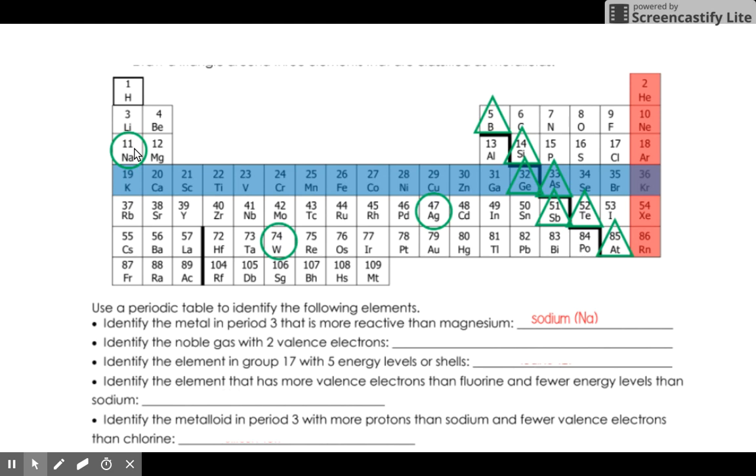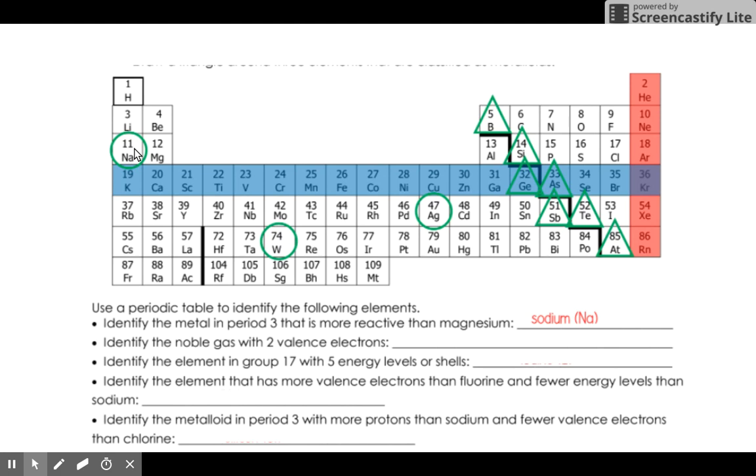It's more reactive because it has fewer valence electrons. The more valence electrons you have, the less reactive you are. You might want to write that down. The fewer valence electrons you have, the more reactive you are. So since sodium has fewer, that means it's more reactive.